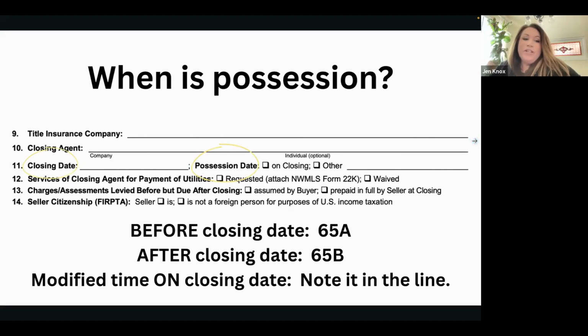Okay, so possession is, just a refresher, before anything that's done before the closing date, you have to use a 65A for possession. After the closing date, we will be using 65B. And if it's just a modification on the closing time, there's no additional form that's needed, as most of us already know. It can just be notated somewhere in the contract or on this line.